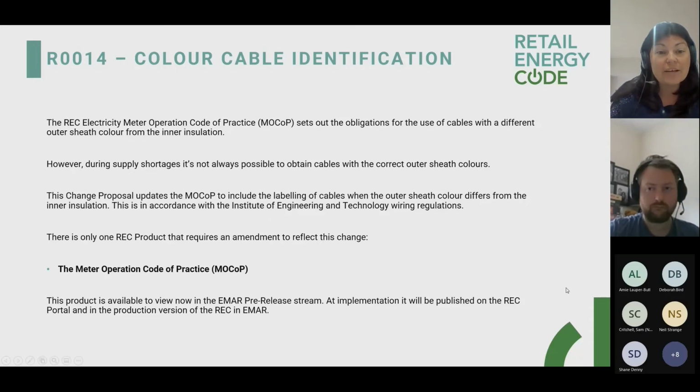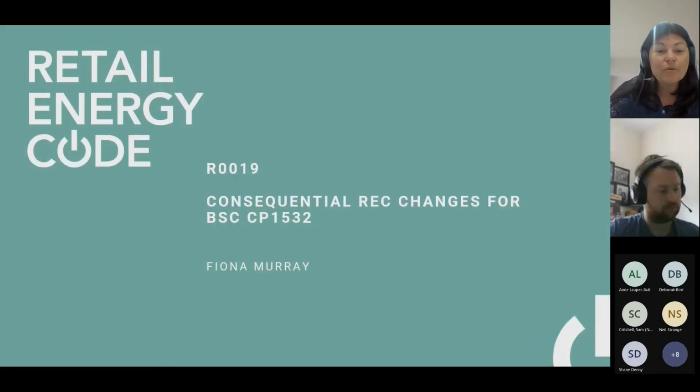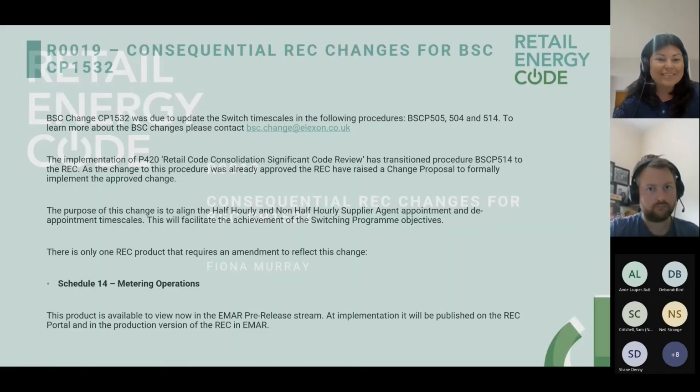And that's all I needed to tell you on R14. If we move on to the last change that's in scope of this release, which is R19. So R19 is consequential REC changes for BSC CP 1532. So if we could go on to the next slide, please, thank you.